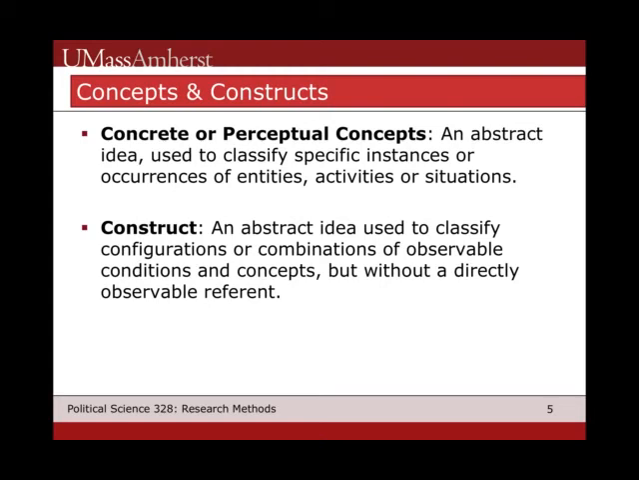A construct is a more difficult and even more abstract notion, because it is used to classify not just, in essence, a configuration or combination of observable conditions and concepts. So, for example, a tree, we can see it like a desk, but democracy, it's not always clear. Or in the infamous Supreme Court case, pornography, you know it when you see it. Again, not always something that is clear, and sometimes there's lots of variation in the eye of the beholder.